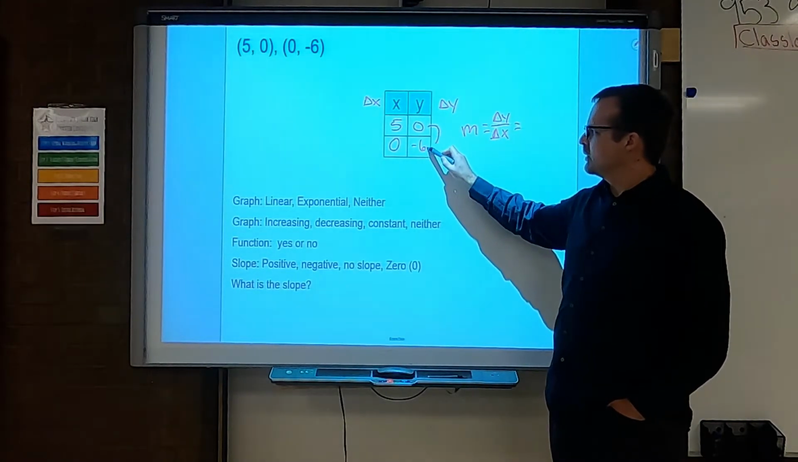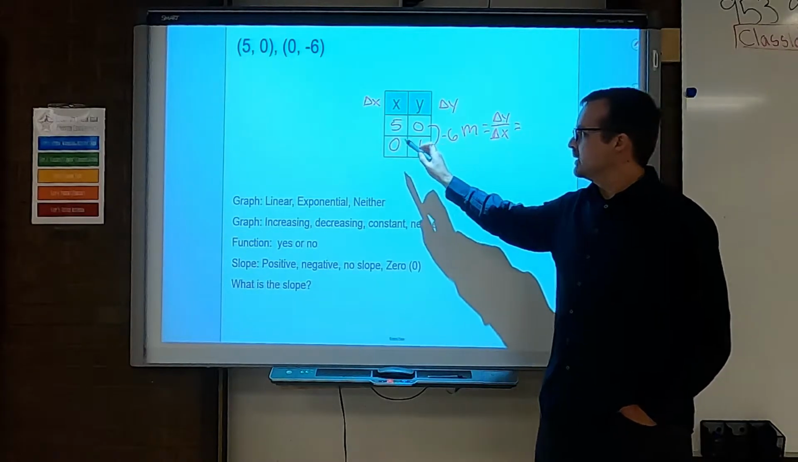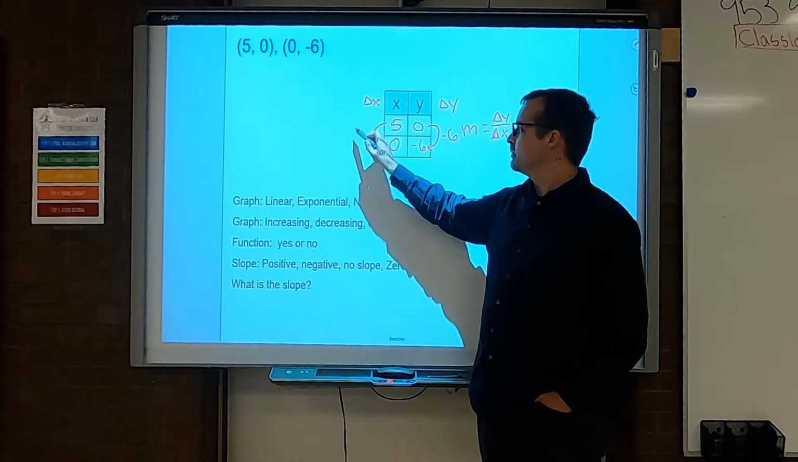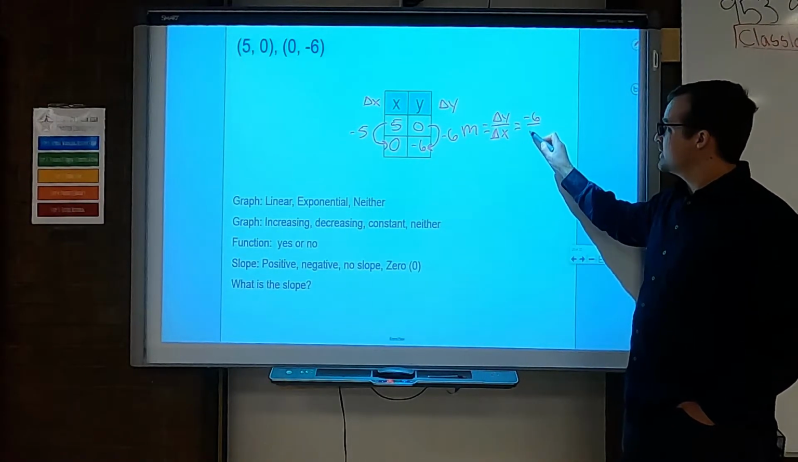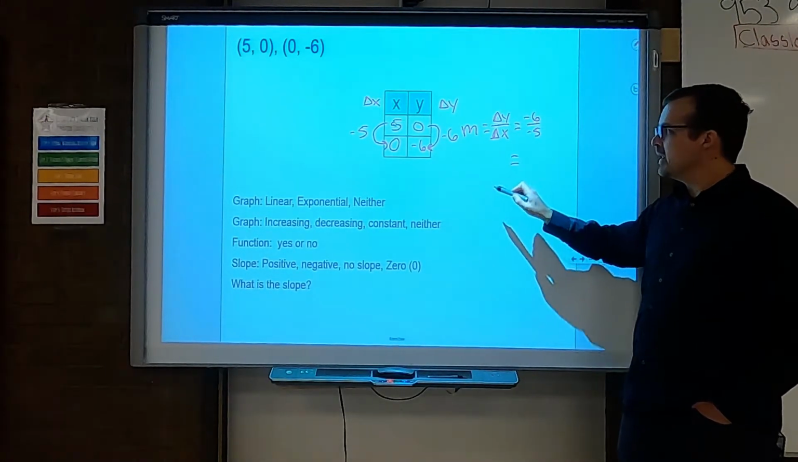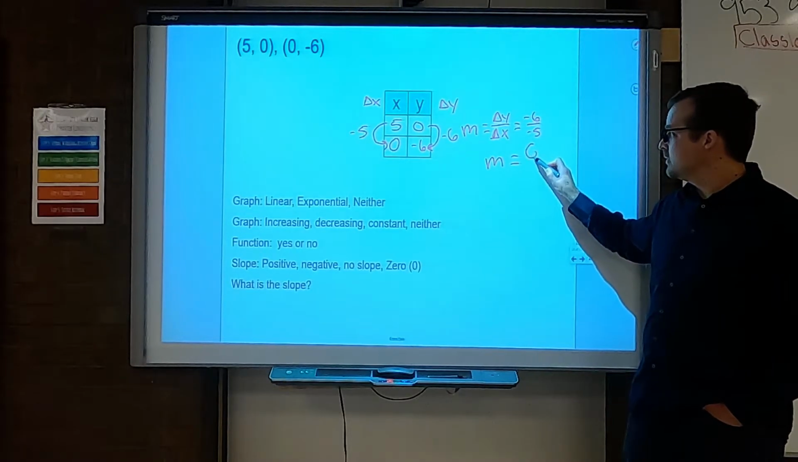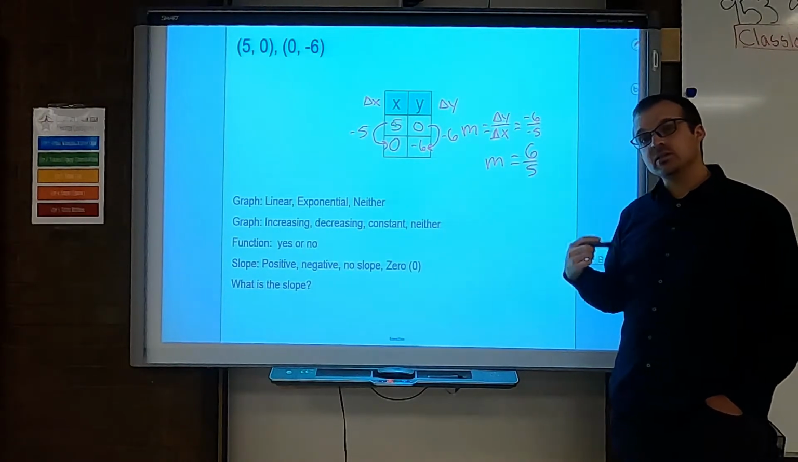Change in y, how do you go from 0 to -6? -6. And how do you go from 5 to 0? -5. So our change in y was -6, change in x is -5. A negative divided by a negative is positive. I'm going to leave this as 6/5. This is the reason why.